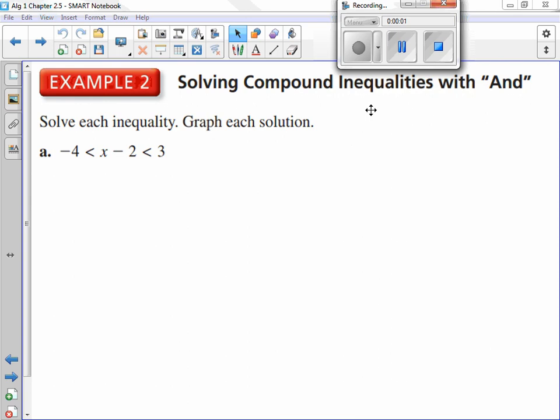So what we're looking at today is compound inequalities. We looked at them yesterday. We wrote them out and kind of looked at the graph and made those. But what we're going to look at today is solving compound inequalities. And there's two main types.